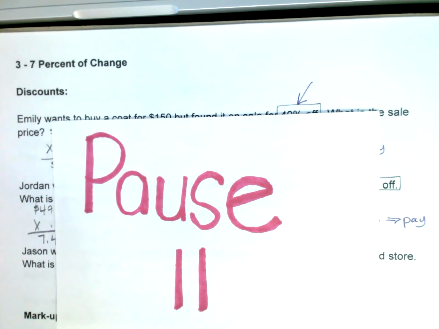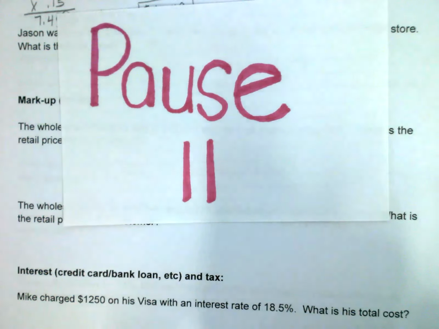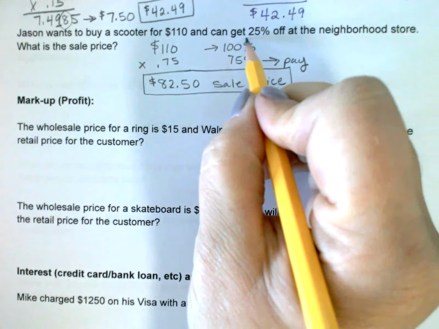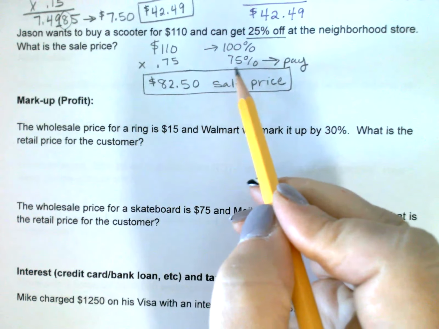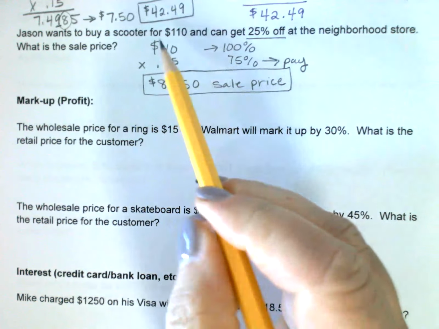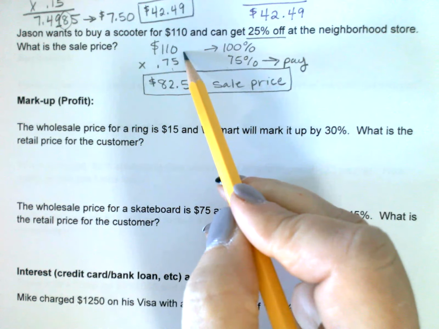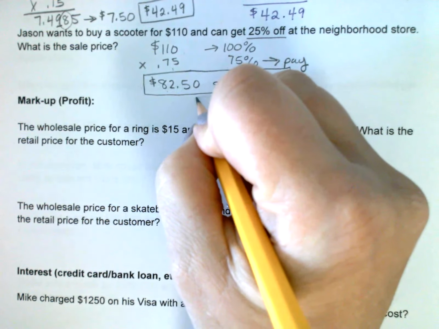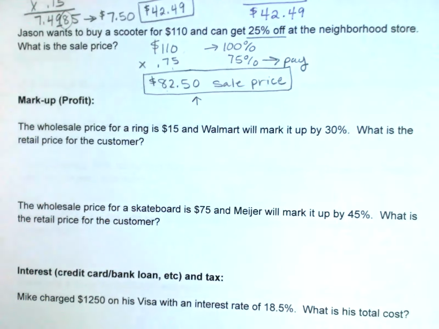I would like you to pause the video and try the next one on your own. How much will Jason end up paying for his scooter? Pause the video, please. Thank you for pausing. I just decided I was going to think about it a minute. If they did not have to pay 25%, that meant they would have to pay 75%. So 75% of the asking price, they would pay $82.50. Again, I added the zero there because we need it to look like money.